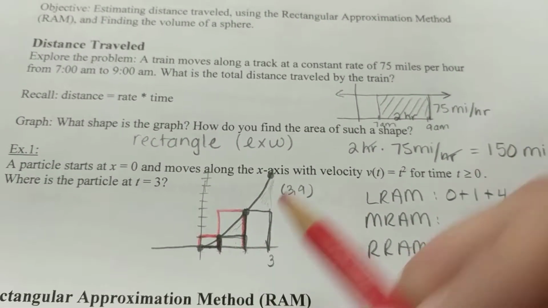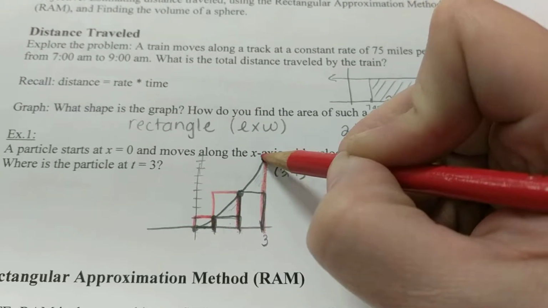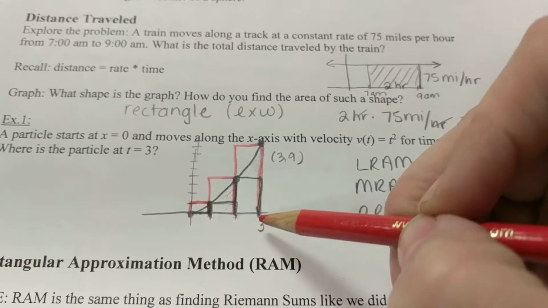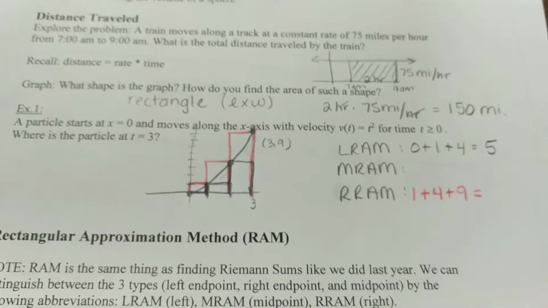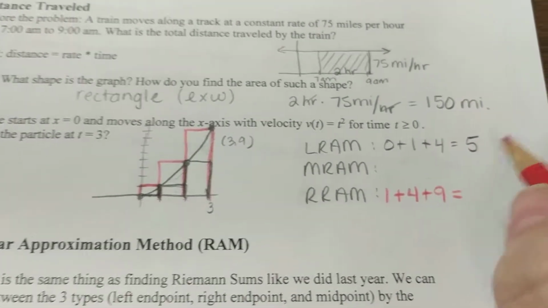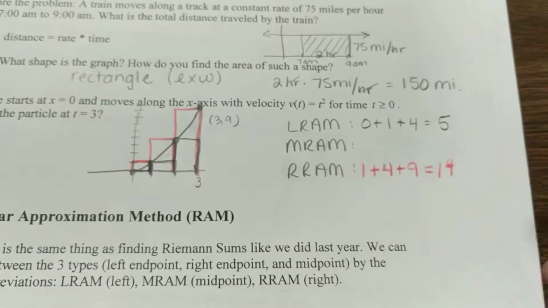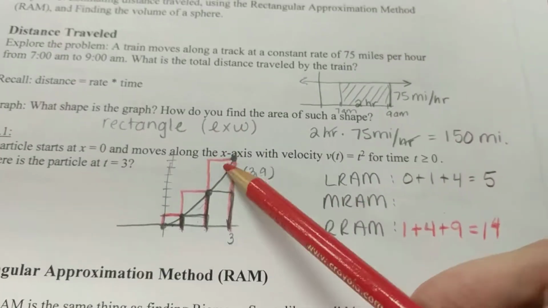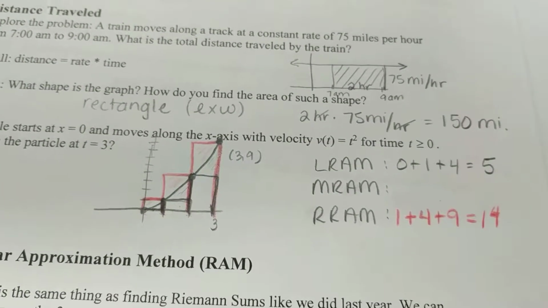And then from 2 to 3, my endpoint at 3, it's going up 9. And so this one is 9 by 1. So when I add all of these together, I get a total area of 14. And as you look at this one, you can see, whoa, Mrs. Meyer, there is a lot of overestimation going on here.